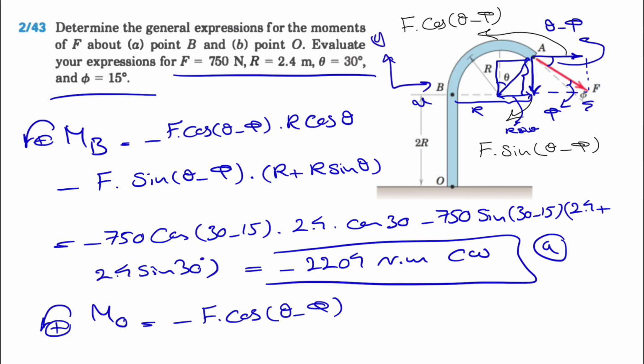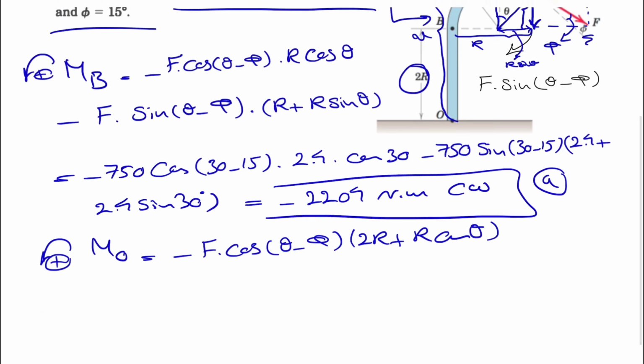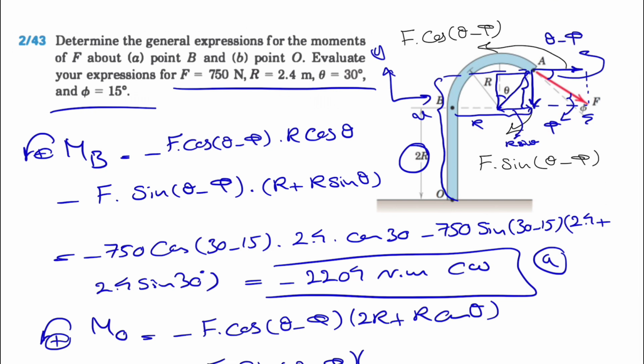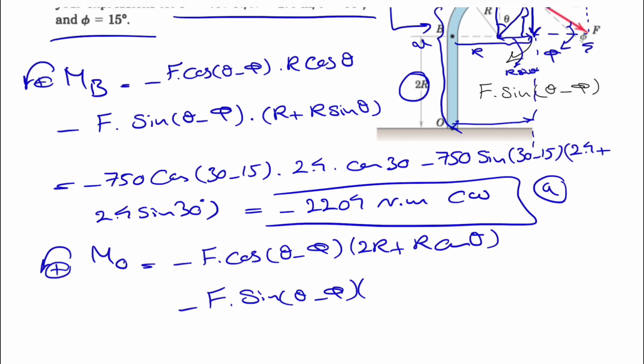So the x component was F cosine of theta minus phi. Again, the moment about point O is clockwise, and the distance this time would be what we have from here to here, which is basically 2r plus r cosine of theta. So it's very similar to B, but we have this distance 2r added to the previous part. And for the y component, which was sine of theta minus phi, the force again is the same, and the distance that we have is exactly the distance that we had for B, because this is the line of action, and distance from line of action to O is same as B, so not much difference in here.